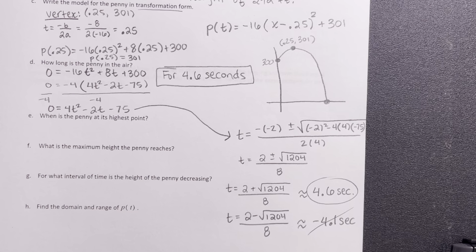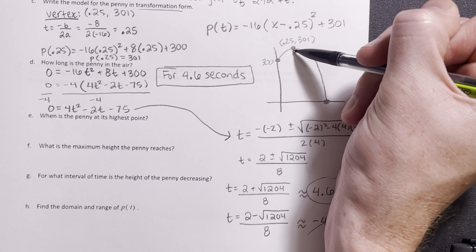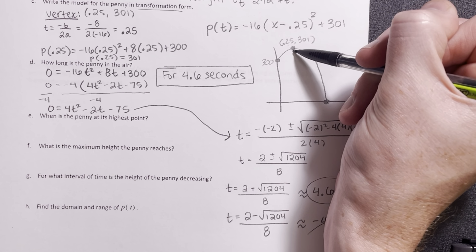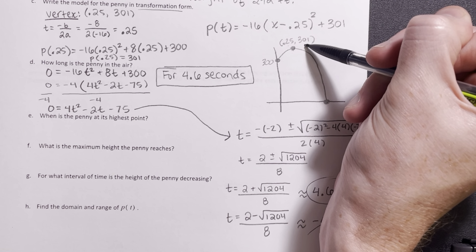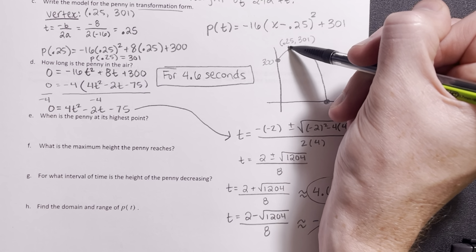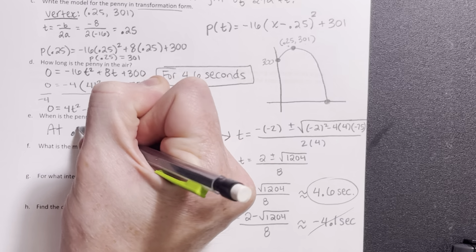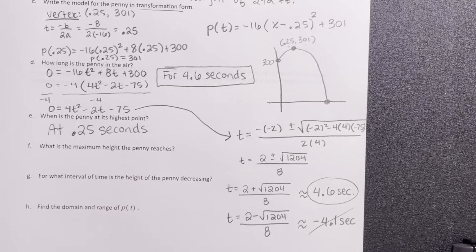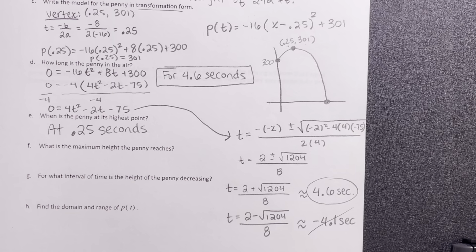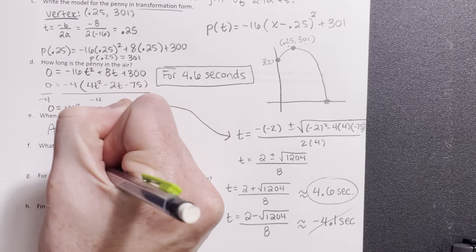And E, it wants to know when the function, or when the penny, is at its highest point. That's the x coordinate, or the t in this problem, of the vertex. So it has a highest value of 301, but it happens when t is 0.25. So we're going to say at 0.25 seconds. And then F, what is the maximum height? That's your y value. It has a maximum height of 301 feet.